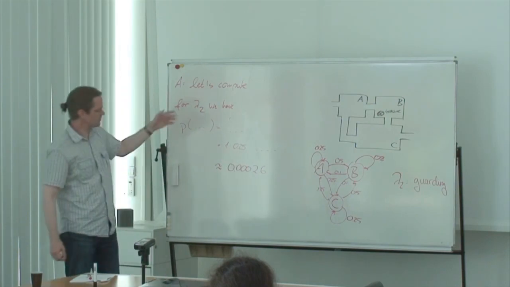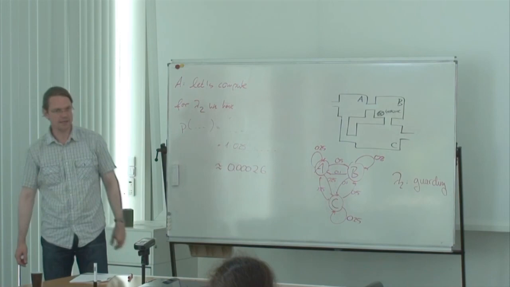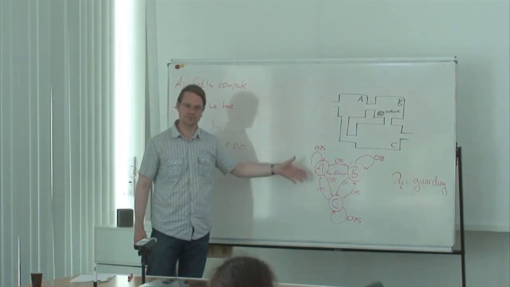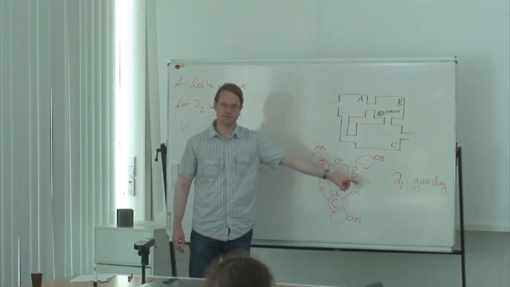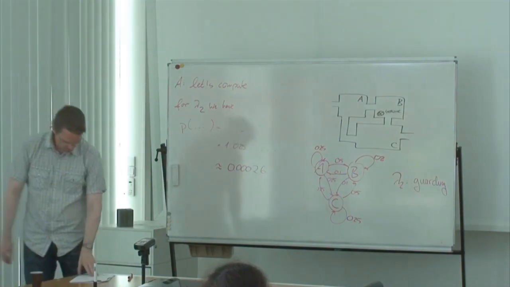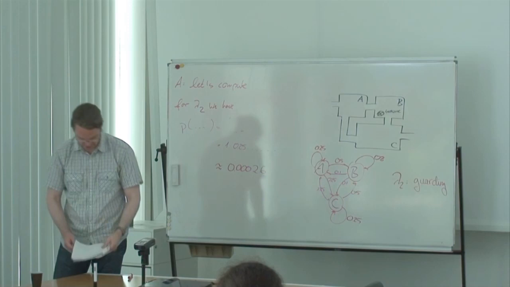So, having observed this sequence of A, B, B, B, B, B, C, B, B, A, it is more likely that it has been produced by the Markov chain that represents the guarding behavior. There you have it. And there you see also how this works in general.